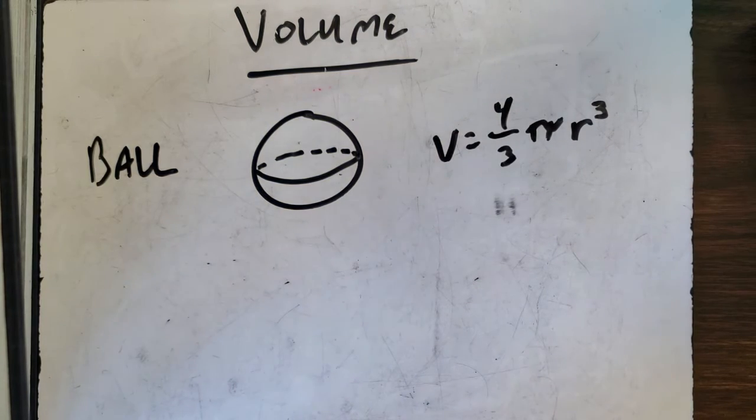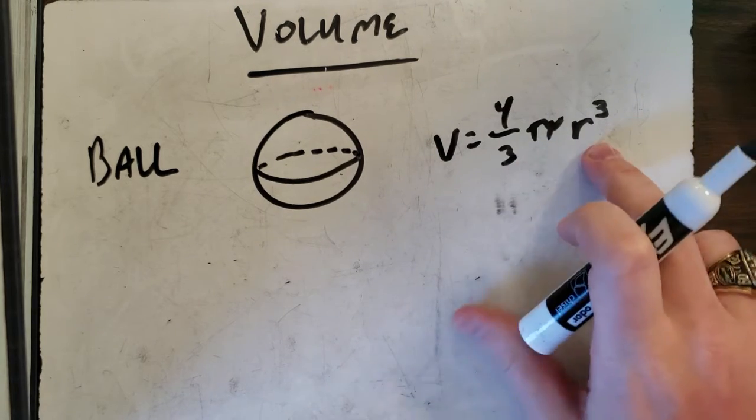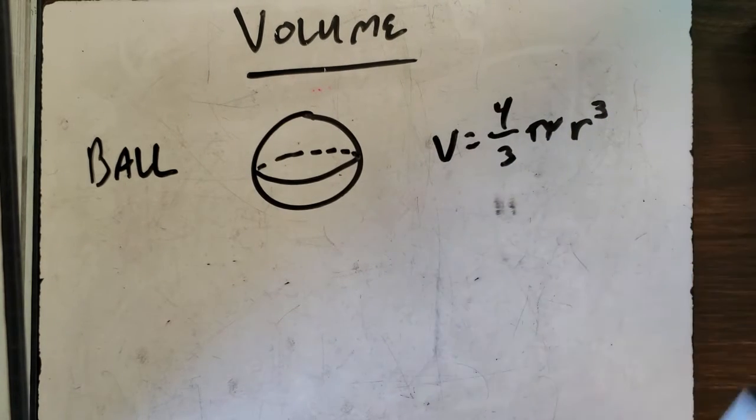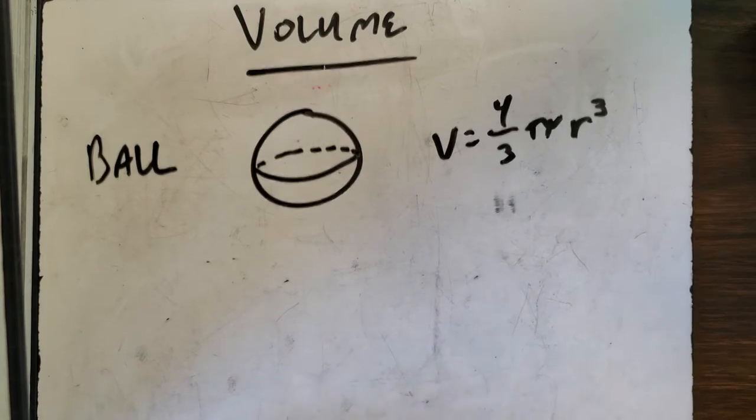Some different things you see in this formula already. We have a fraction we're dealing with, and we have radius to the third power, not the second power. So we're going to cube the radius. Don't worry, it's a very simple thing to do on a calculator. So let's work through this. Several ways you can do this.